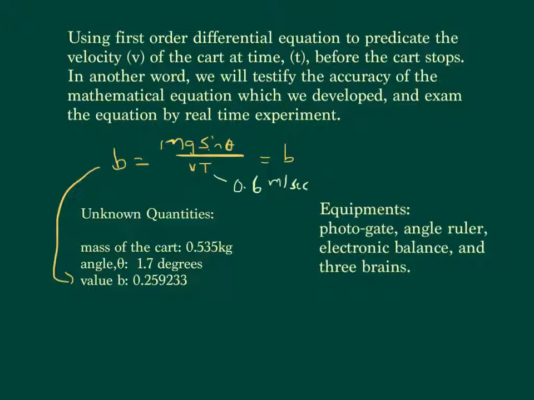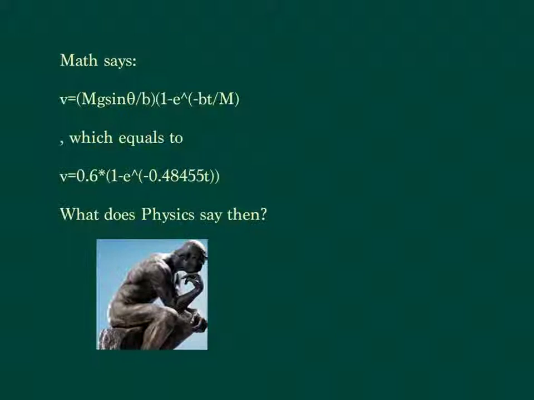Alright, so we plug the numbers into the function after measuring the mass of the cart, the angle of the ramp, all the experimental values that we need. Then finally we find the value of b, which is around 0.259233. The equipment we used are photo gates, angle ruler, electronic balance, and 3 very smart brains. Now we can plug in all the values of each variable into the function, which we get here. This is a velocity function in terms of t.